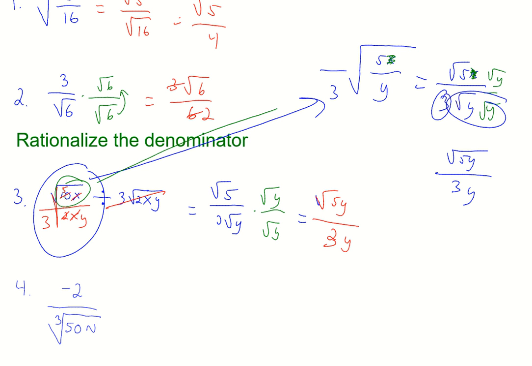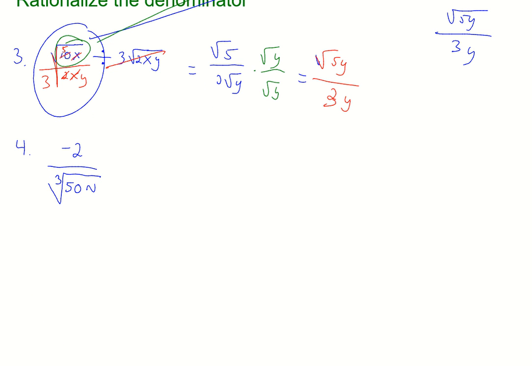Okay, let me give you one more in this frame of mind. How about negative 2 divided by the cube root of 50n?